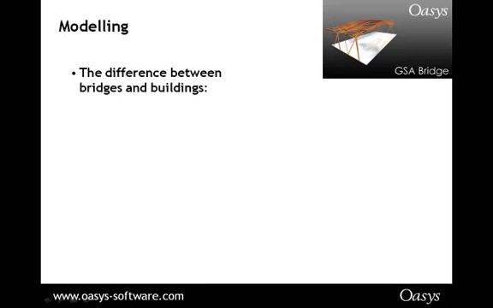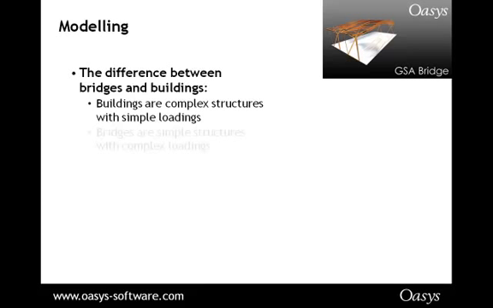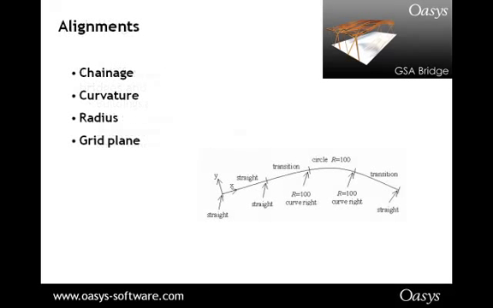Some people sometimes ask me, what is the difference really between a bridge and a building? And in essence, buildings are complex structures with simple loadings, but bridges are simple structures with complex loadings. And so the loadings is a crucial aspect to the bridge design, which I'm sure you know. And in terms of the modelling aspect, an important thing to know about is the alignment.